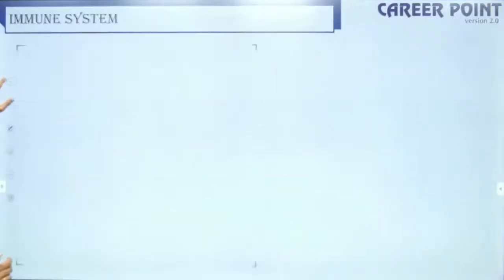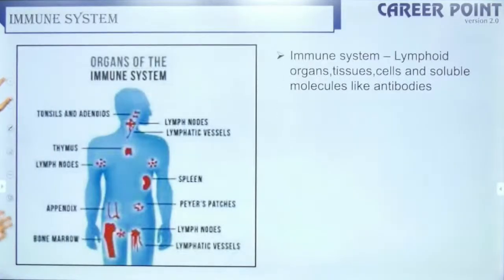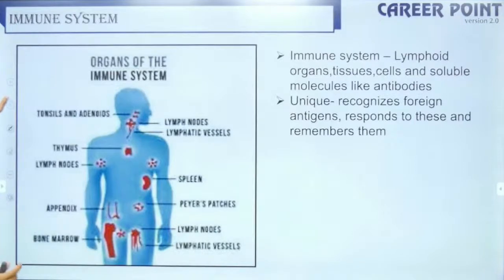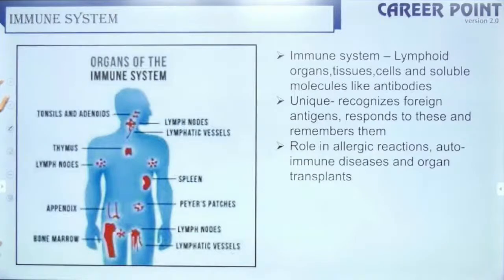So we go further, to the immune system. The entire system comprises lymphoid organs. You have primary lymphoid organs and secondary lymphoid organs. You have tissues, MALT, GALT. Then you have cells like macrophages, T lymphocytes, B lymphocytes. You have soluble molecules like antibodies. All these function as your immune system. They recognize foreign antigens, respond to them, and remember them. They also play a role in allergic disease, autoimmunity, organ transplant, etc.